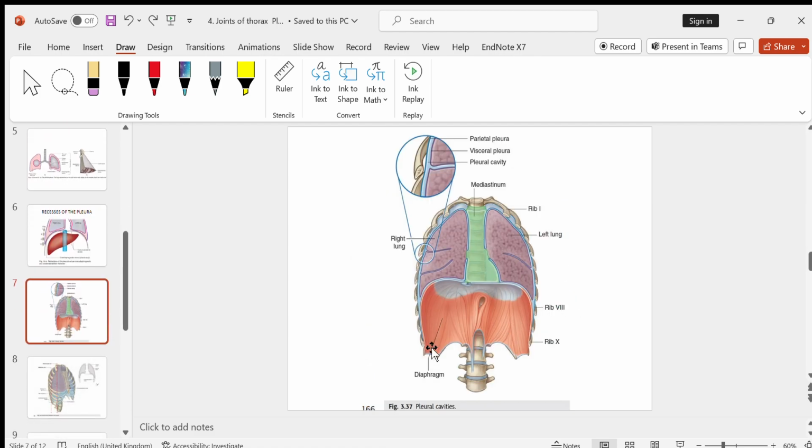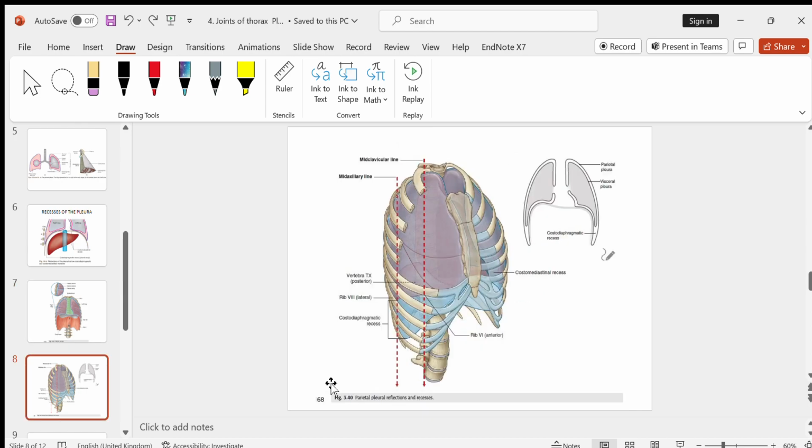In this picture we can see that in the center is the mediastinum. These are the lungs which are surrounded by the visceral pleura. Visceral pleura closely adheres to the lungs and it enters the fissures of the lung. This line is the fissure of the lung. The visceral pleura enters into the fissures of the lung. Here we can see that this space is the costomediastinal recess, and this space is the costodiaphragmatic recess that is adjacent to the 7th to 10th ribs.